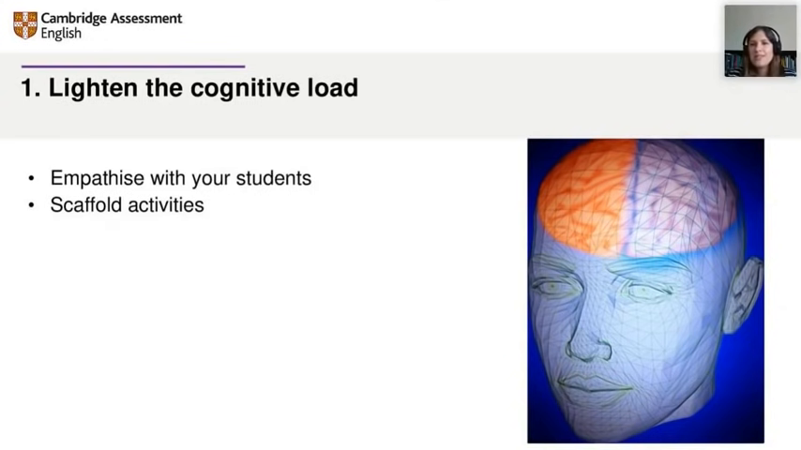Okay, and scaffold activities. What do I mean by scaffold activities? So it's really important to look at a task and break it down into simple and manageable steps. We're going to look in more detail later at exactly how we can do this, but it's about looking at a task and breaking it into small steps to help students every step of the way so that they can keep up and they can feel perhaps a bit less challenged and more supported throughout the class.